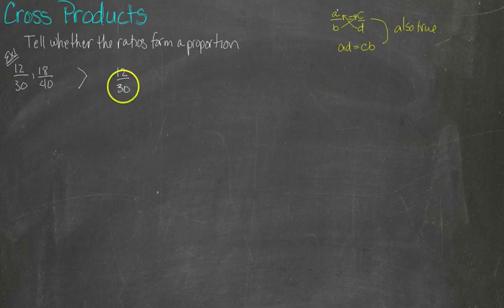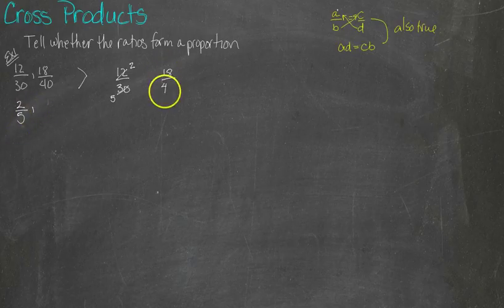12 over 30, if I reduce this as far as I can, well, 12 divides by 6, seems like the biggest common factor is 6. If I divide 12 by 6, I would get 2, and if I divide 30 by 6, I would get 5. So I know that this ratio is the same as 2/5. So 12 over 30 is the same as 2/5. Let's look at 18 over 40. Let's see, what's the biggest factor?